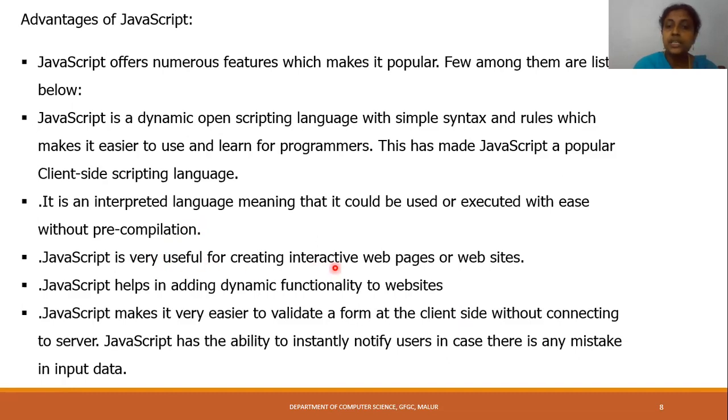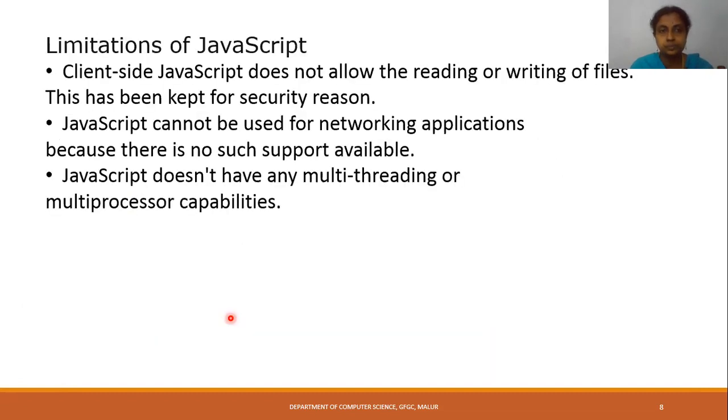JavaScript is used for creating interactive web pages and websites. And it adds dynamic functionality to websites. JavaScript makes it easier to validate the form at the client side without connecting to the server. Instead of connecting to the server, we use JavaScript to check at the client side. JavaScript has the ability to identify and notify the user in case there is a mistake in input data. So immediately it will show a message also. While validating, if it finds an error, it will intimate the user also.